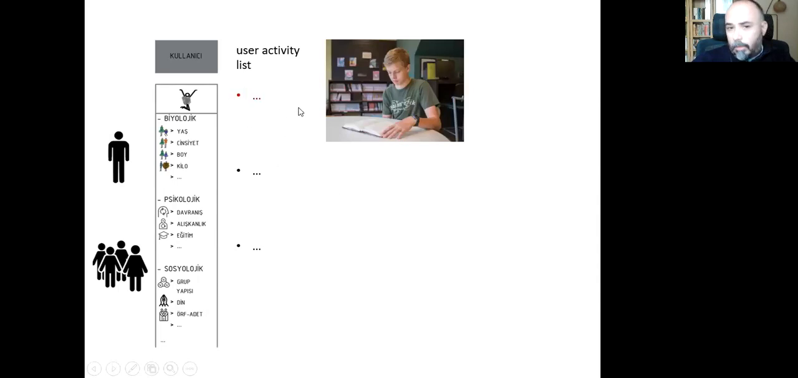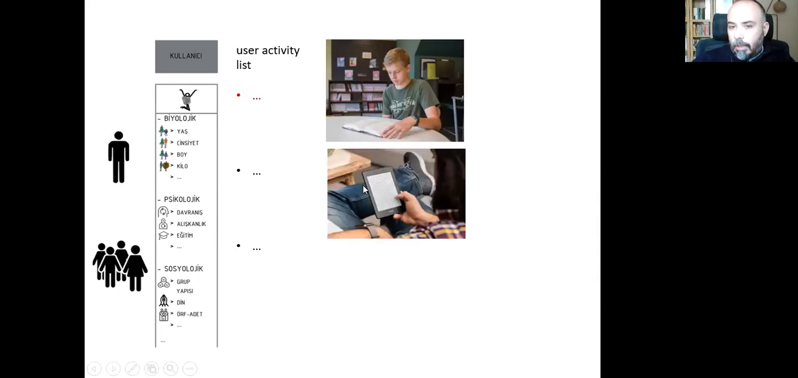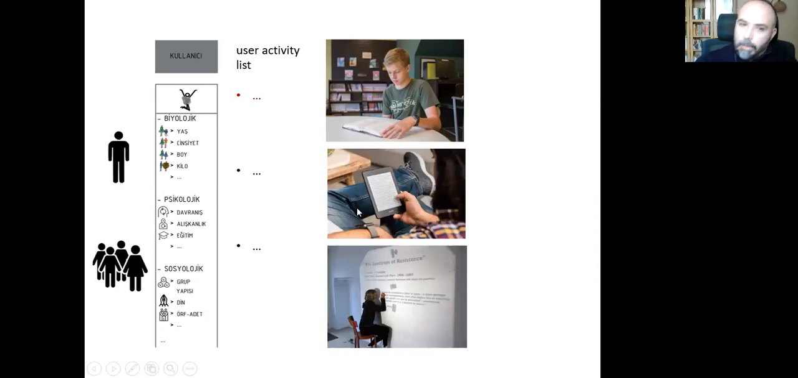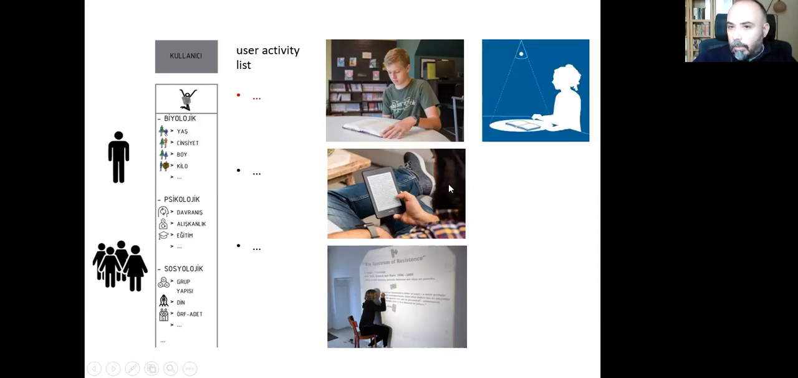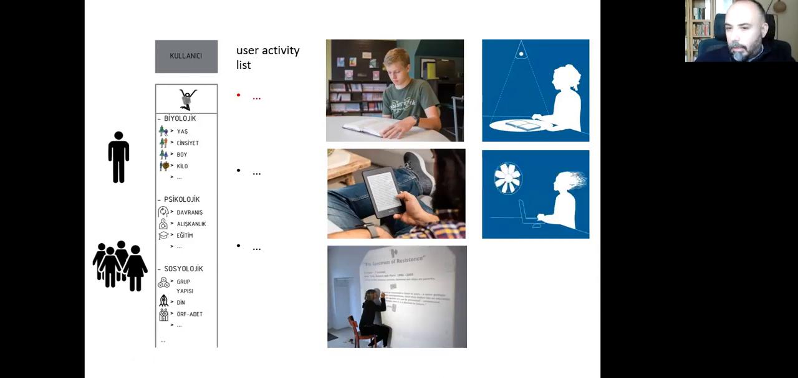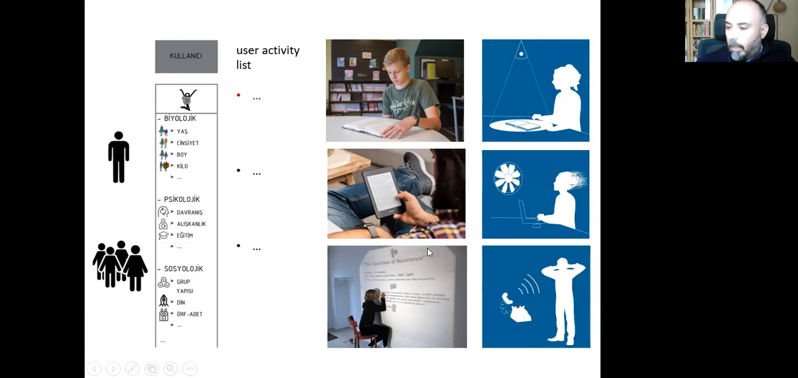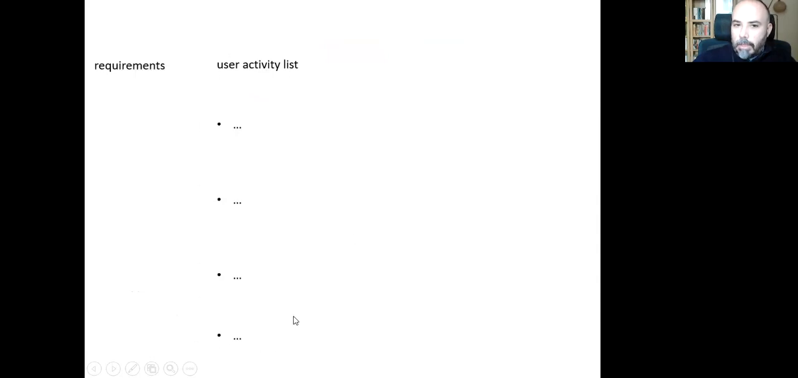Here, let's say that one of the activities is reading. So you can explain to us what kind of reading these users will be doing according to their psychological or sociological properties, and what kind of environmental properties they will need, like the lighting or the air requirements or the noise requirements, things like that. So over this list, you can give us all the requirements, the needs the users will be needing doing these activities.